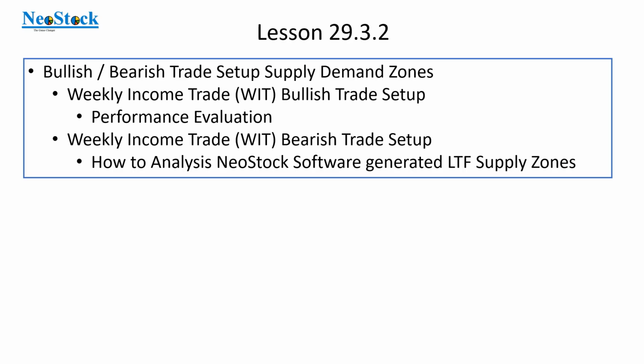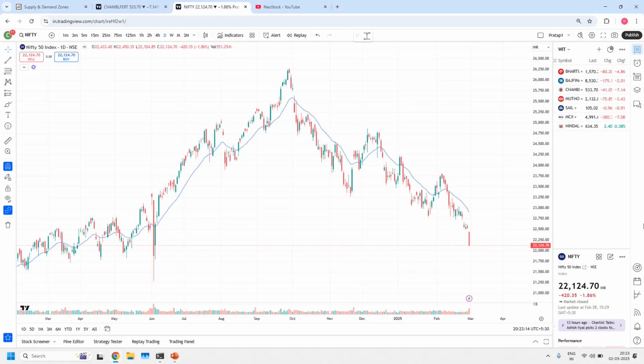Okay. First, let's start with the performance evaluation of the bullish trade setup stocks we generated during the last weekend. Last weekend we analyzed 1, 2, 3, 4, 5, 6, 7 stocks. These 7 stocks are bullish trade setup supported stocks and we analyzed them during last weekend. So, before we look into these stocks, first understand what happened to the overall market during this week.